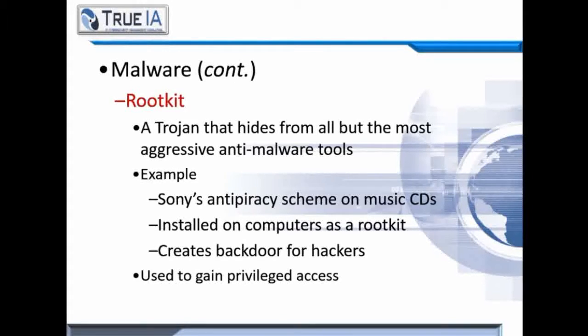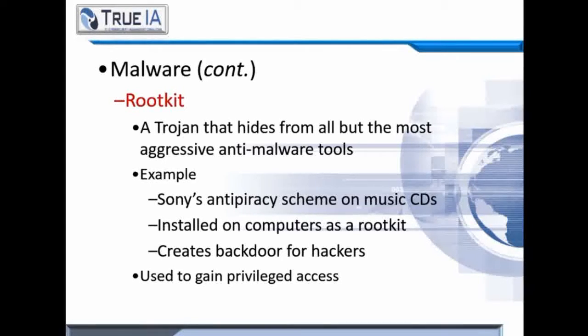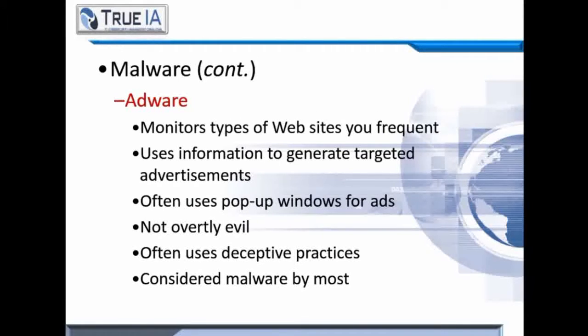Next, we have rootkits. Like a Trojan, they are capable of hiding from all but the most aggressive anti-malware tools. An example of this is Sony's anti-piracy scheme that they installed on music CDs. It installed on users' computers as a rootkit and created a backdoor that hackers later exploited. Next is adware. Adware monitors your frequently visited websites. It's what's used to generate targeted advertisements. They aren't in themselves overtly evil. However, they do have a tendency to suck up a lot of network resources.